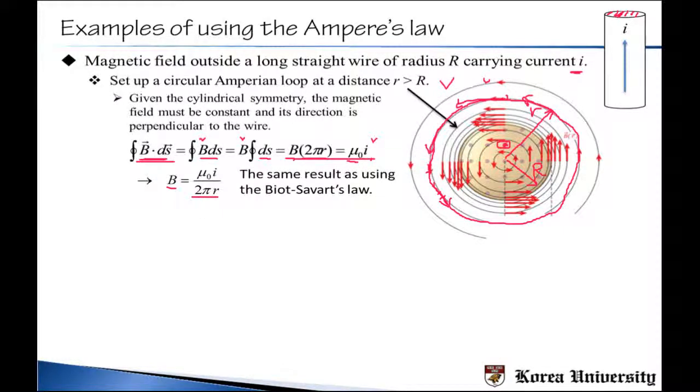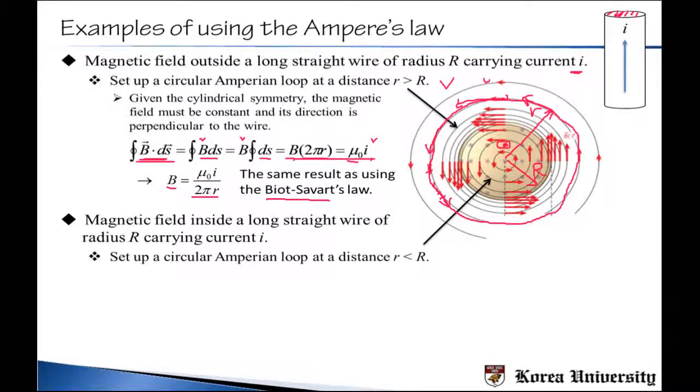Does it look the same when you compare it with the result that we obtained from the Biot-Savart law? Of course, they look the same. Well, we sometimes use slightly different symbols, but what they mean is exactly the same. So whichever law you may be using, the physics has to be the same. Okay, good. And then how about the magnetic field inside the wire?